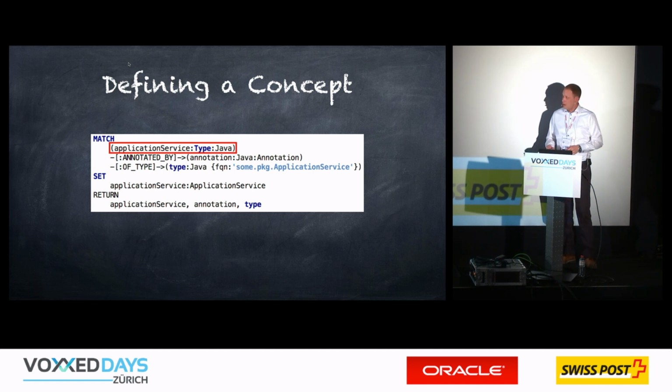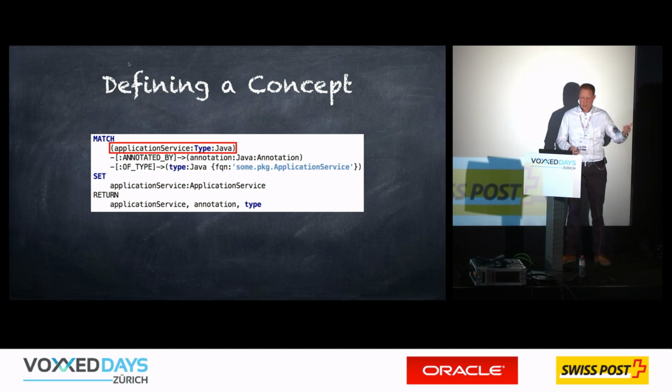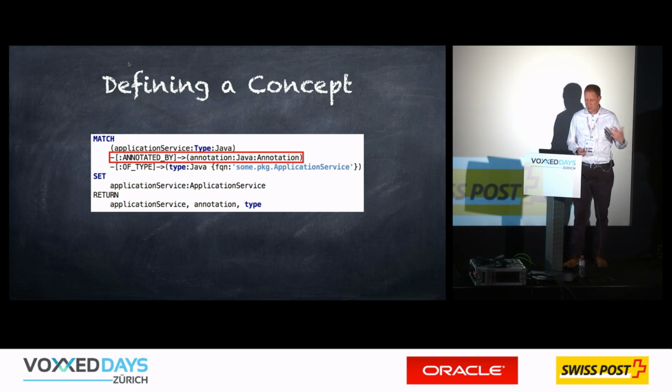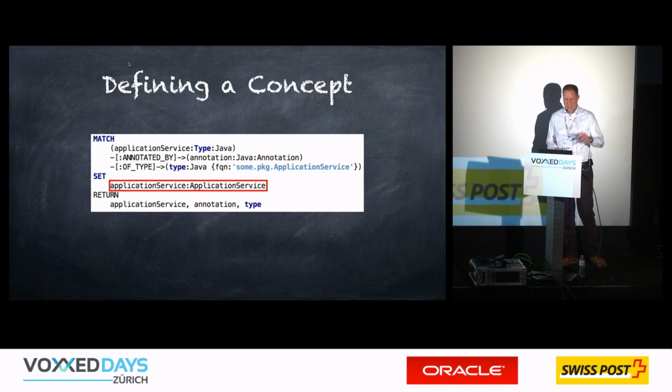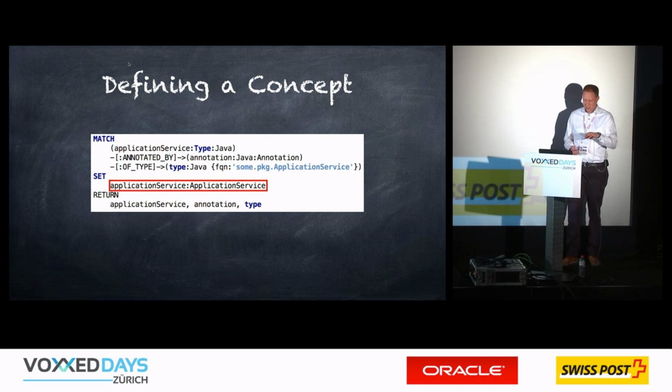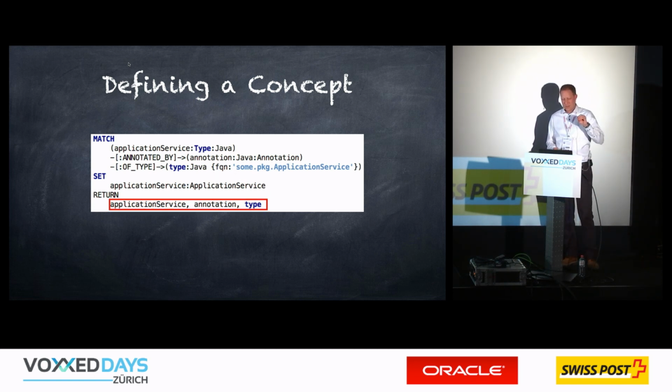So here I have written a concept. So I say I want all the Java types in my application that have a Java annotation of type application service. I set that in Neo4j, you can define so-called labels. And once this code is run, then I can always refer to this concept just by saying application service. I don't have to rewrite that.